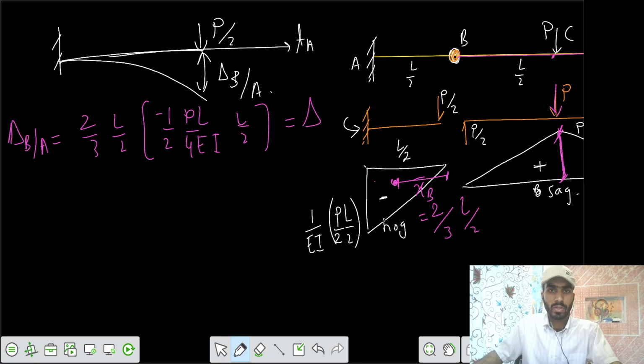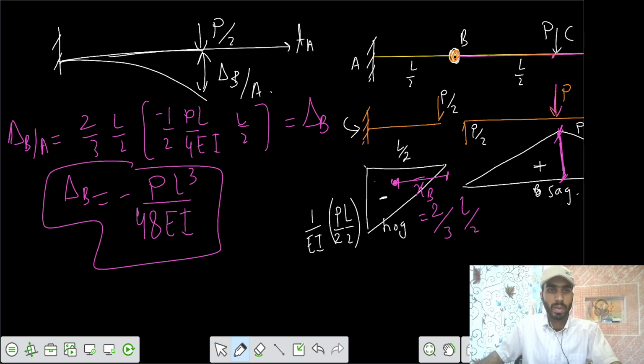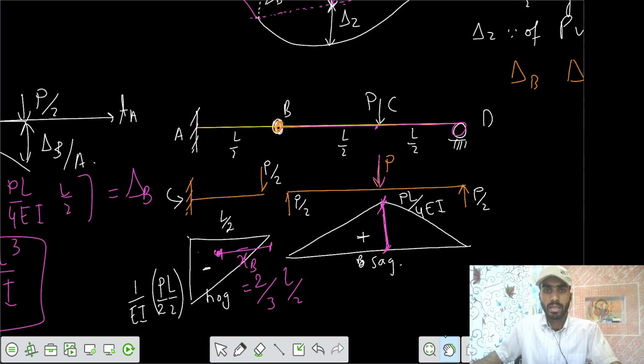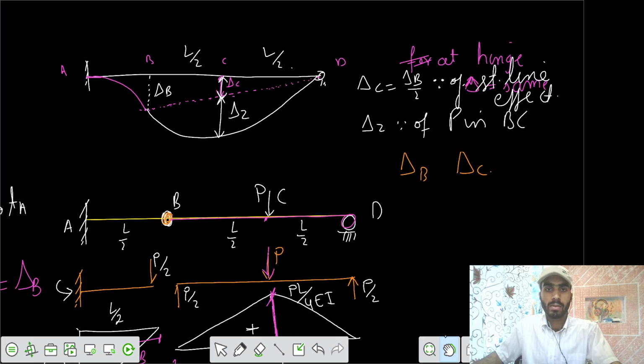This is also equal to delta at B. So delta at B equals minus PL cube by 48 EI. You can check it. So PL cube by 48 EI is the deflection at point B. Now you need the deflection at C, that means the total deflection at C. So total deflection at C is delta C plus delta 2.